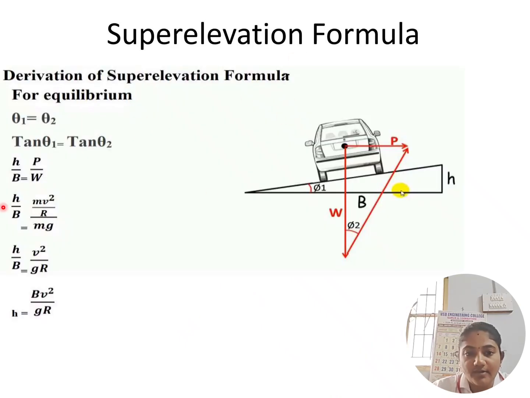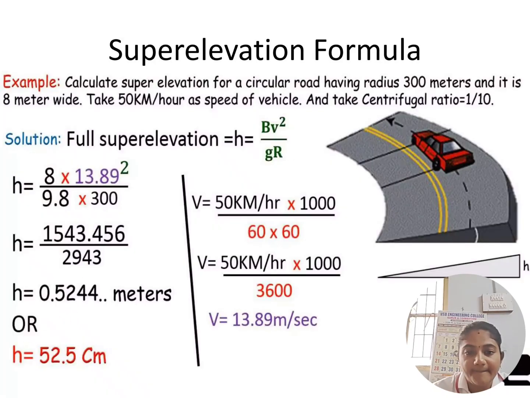Super elevation formula: theta 1 is equal to theta 2, where tan theta 1 is equal to tan theta 2. H by B is equal to P by W, and H by B is equal to mv squared divided by R, which means mg. H by B is equal to V squared divided by gR, where H is equal to BV squared divided by gR. Super elevation formula: H is equal to BV squared divided by gR.